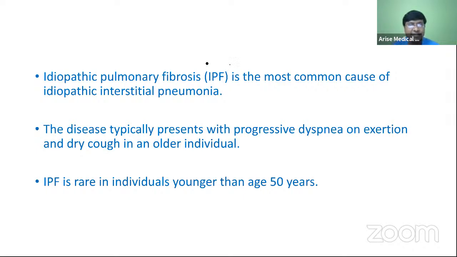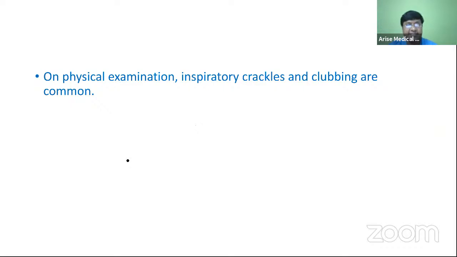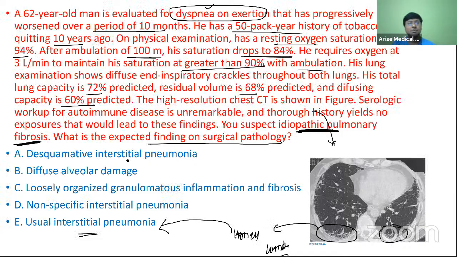If you see, idiopathic pulmonary fibrosis is the most common cause of idiopathic interstitial pneumonia. This sentence will crack the question. And what do they present with? They present with progressive dyspnea as well as dry cough. And the age of the individual is less than 50 years. And whenever you examine, what is it that you will listen? You will listen to end inspiratory crackles. That is very characteristic in case of idiopathic pulmonary fibrosis.